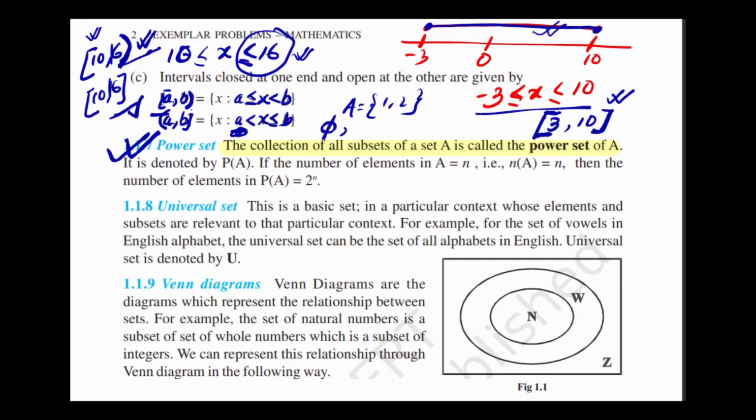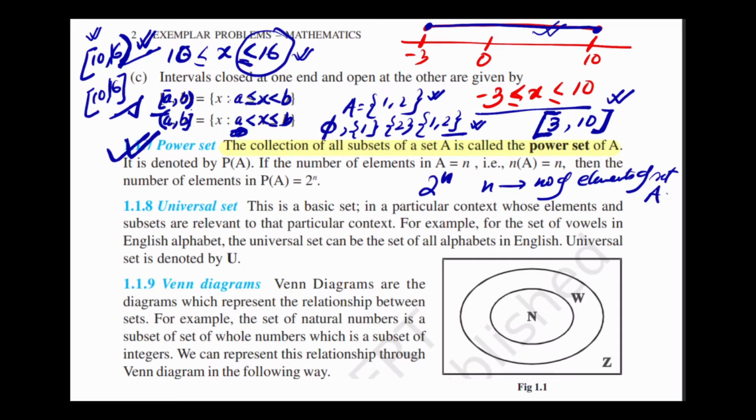Phi means null set or empty set or void set, and it is a subset of every set. And then we have the set containing 1, the set containing 2, and the last one will be the set {1, 2}. So in total we have how many? 4. So from this we can come up to a formula. If the number of elements in the set is 2, the total number of subsets is 4. So it means 2 power n, where n is the number of elements of set A.